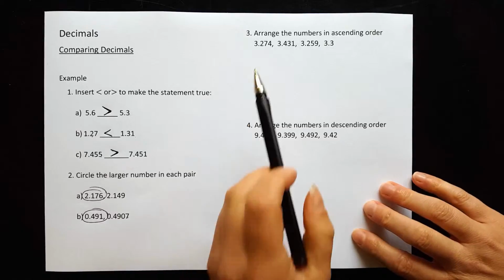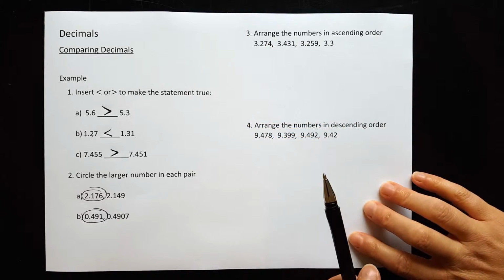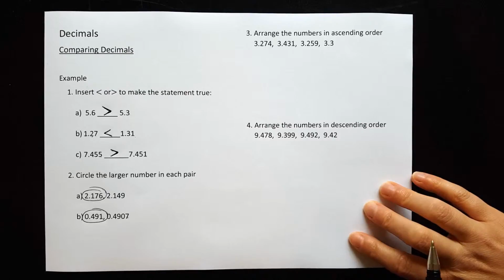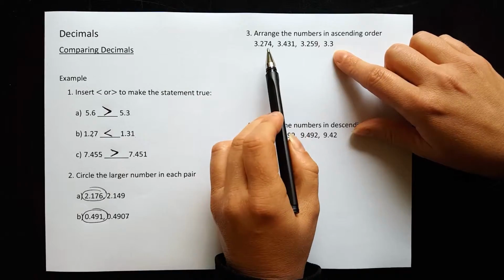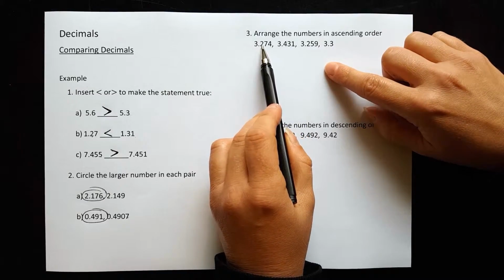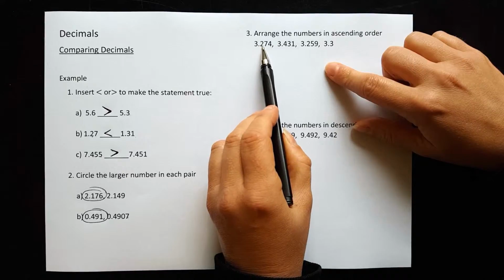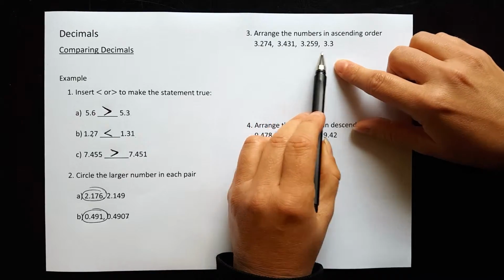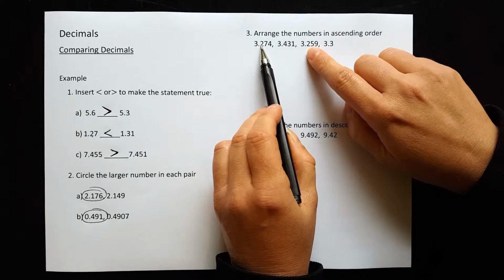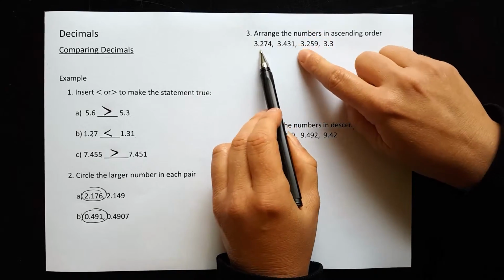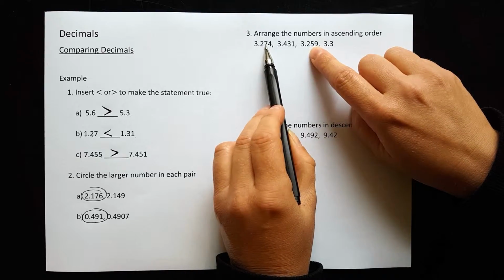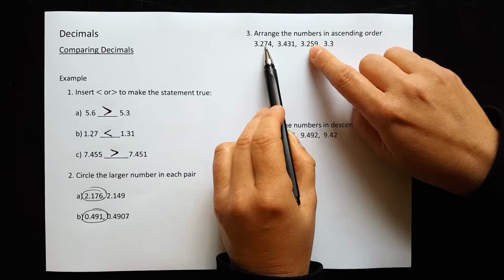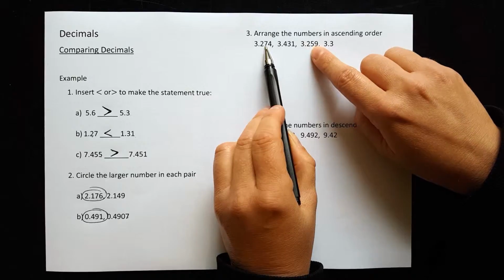Looking at question 3, arrange the numbers in ascending order. Ascending means from the smallest number to the highest number. They are all 3 point something. Okay, so we need to look at the first decimal place. So we have a 2, a 4, another 2, and a 3. 2 was the smallest, so it's out of these two numbers. We need to compare them. So we're going to have to go to the next position for these two. In the hundredths position, we have a 7 and a 5. This 5 is smaller than 7, so it is the smallest.